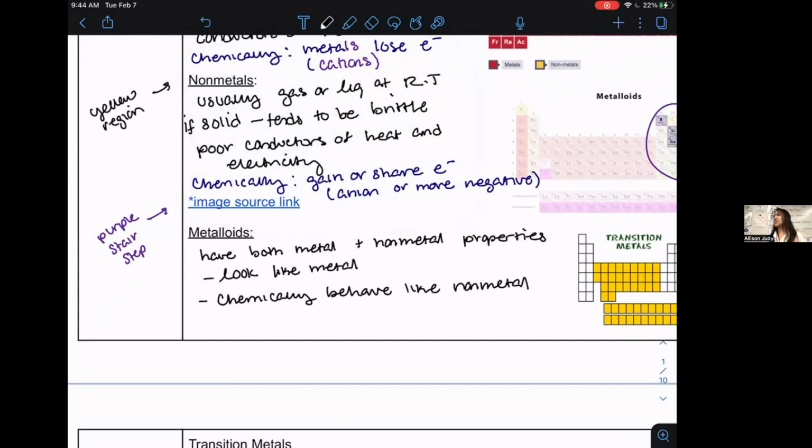Metalloids are mid-conductors. They're what we call semiconductors. They're semi. They're not great at it, but they can. They're like the B team of conductors, okay? Semiconductors of heat and electricity.